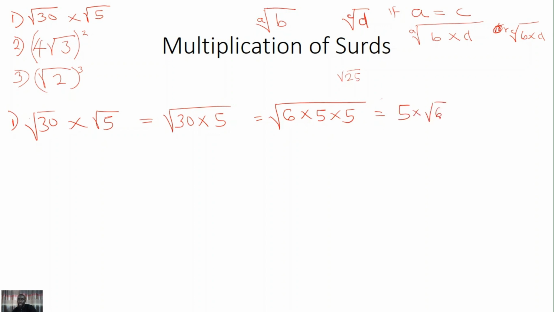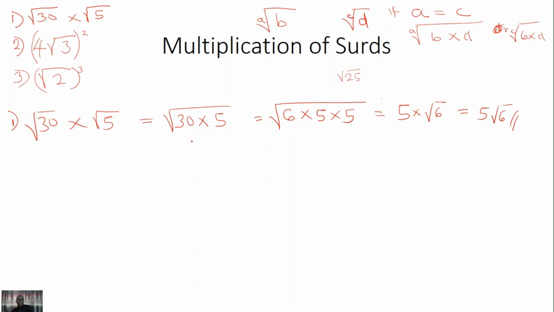Can we simplify root 6 further? No, because that will be 2 times 3, and neither 2 nor 3 is a perfect square. So the final answer will be 5 root 6. Okay?